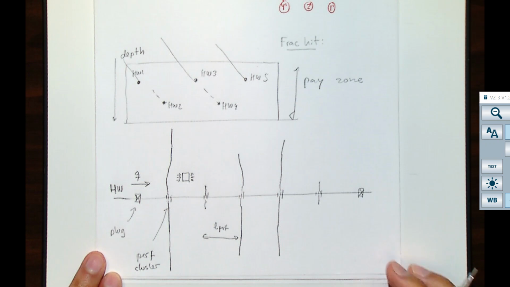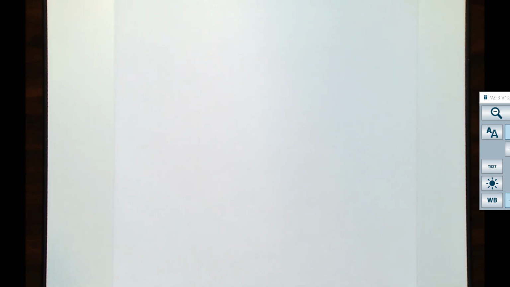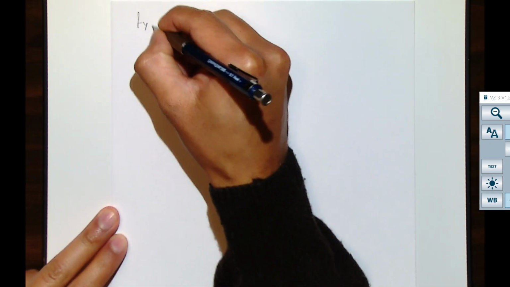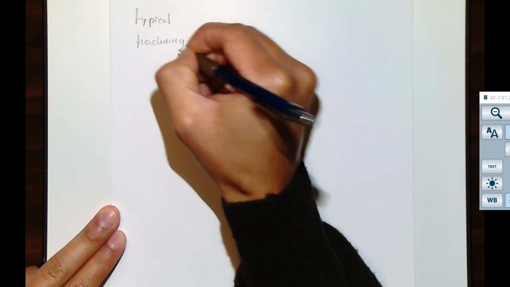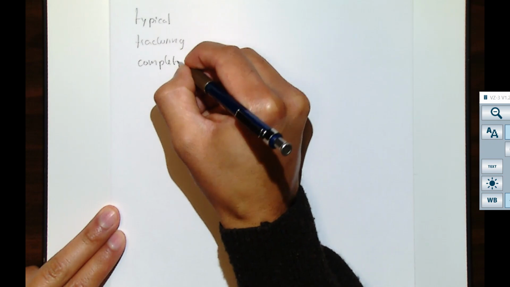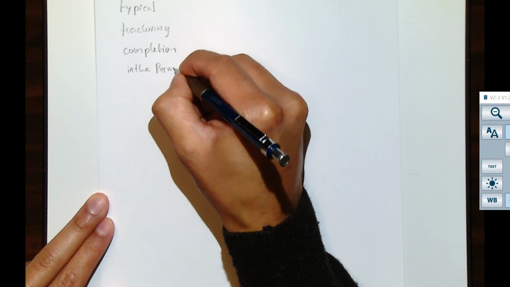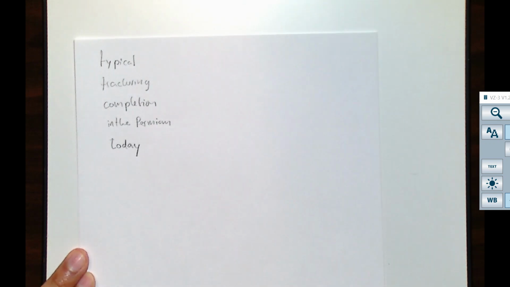Okay, so I'd like to share with you some numbers just to keep in mind about typical fracturing completion in the Permian today, okay? This is what is done today.